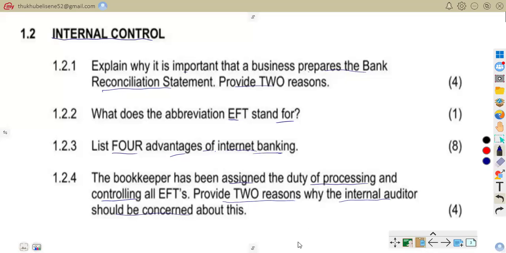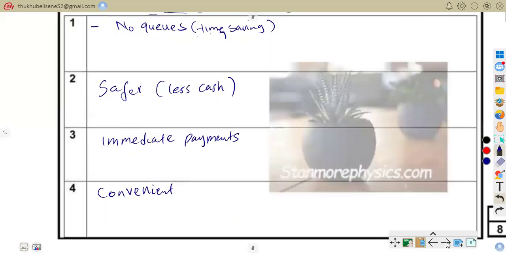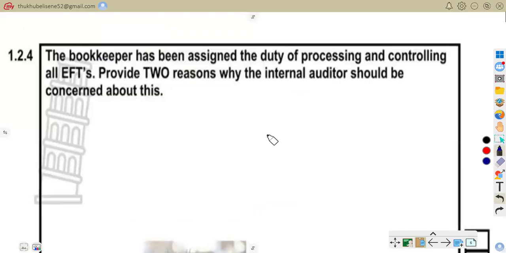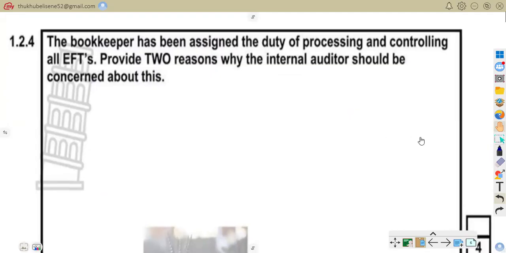So now we are to go to our answer book and answer that question. 1.24. As you remember very well, we are to provide two reasons why the internal auditor should be concerned about this. The statement says the bookkeeper has been assigned the duty of processing and controlling all the EFTs.